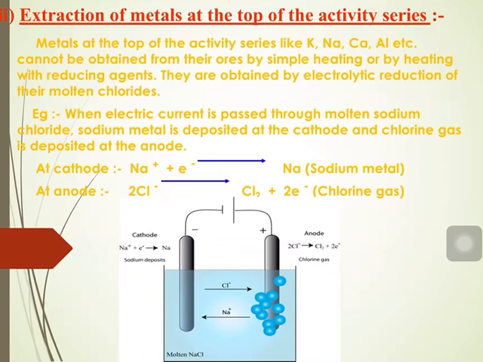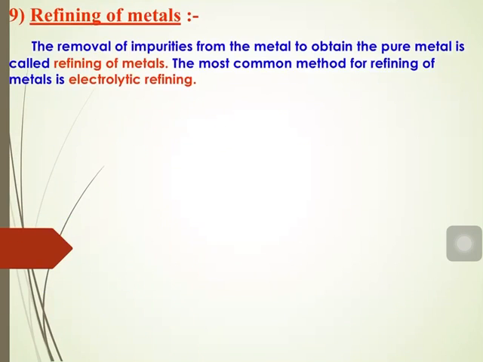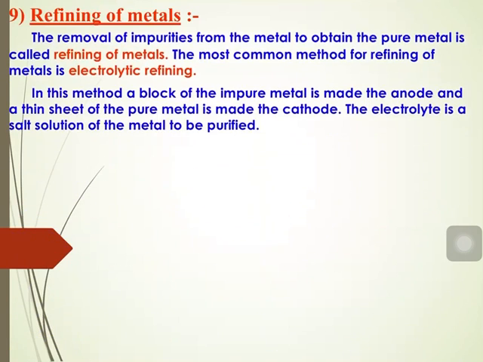You can see from the figure also that on the cathode the sodium ion plus electron, you are getting sodium metal. On the anode, the chloride ion gives electrons free and chlorine gas is formed. So this is how the most reactive elements are refined. Now the middle and lower reactivity elements are also made pure by the refining process, and the most common method is electrolytic refining, because this is the best method by which we can get the pure metal.